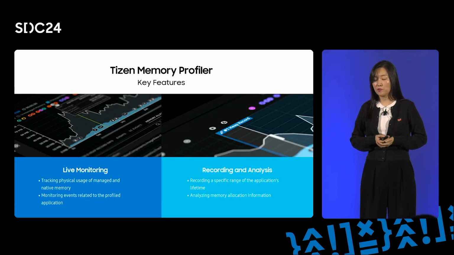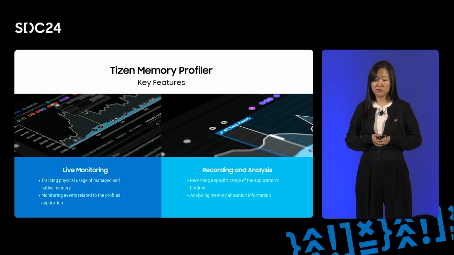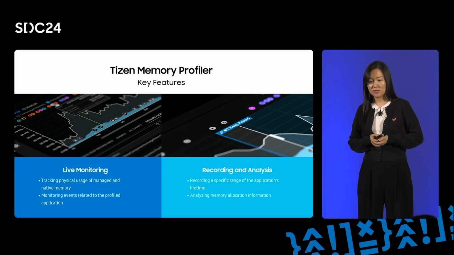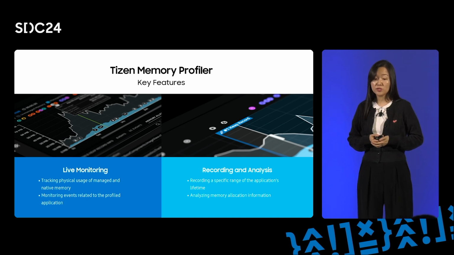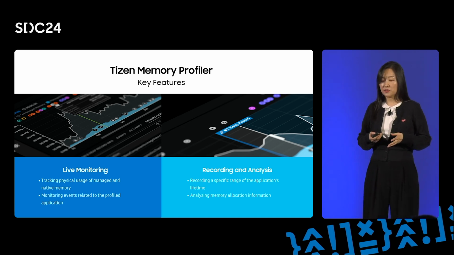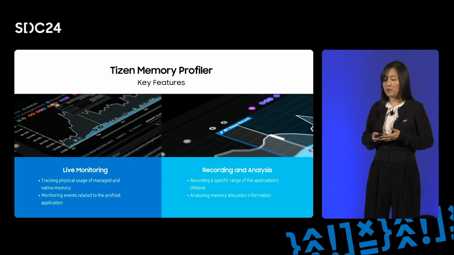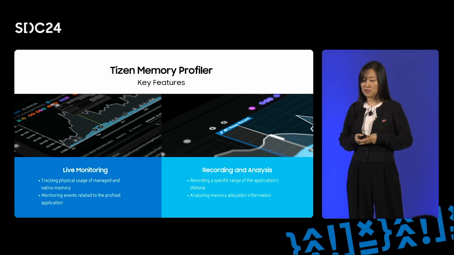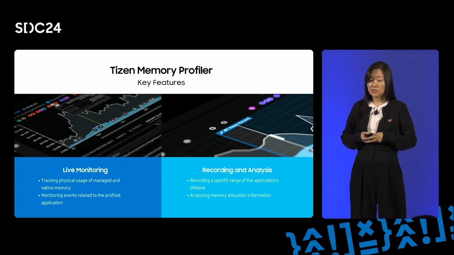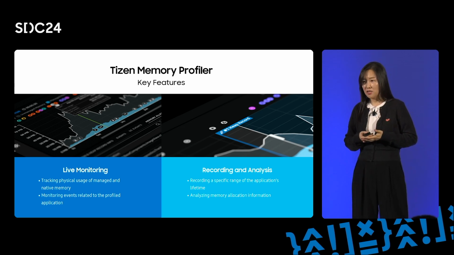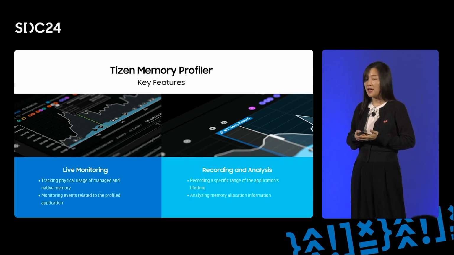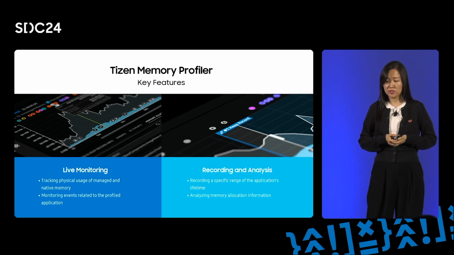The Tizen Memory Profiler has two main features. First, live monitoring. This feature shows real-time memory usage during application execution. It tracks the physical memory usage and monitors various events. This monitoring is done without any performance overhead, allowing developers to quickly and easily spot memory issues as they occur.